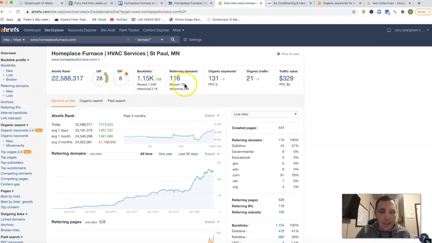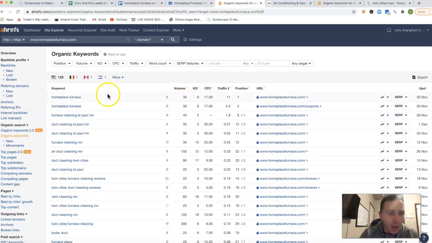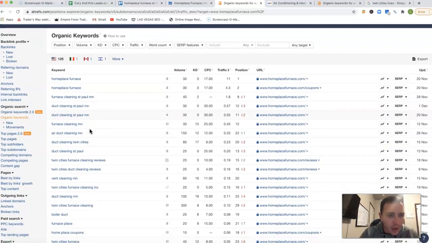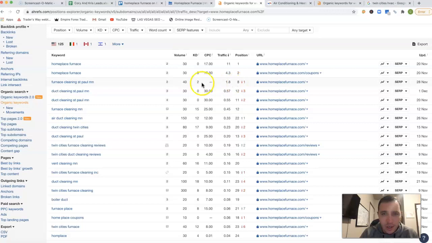And so currently right now you got 116 referring domains. You got just over 1,000 different backlinks from those domains. And you got 131 keywords that you're being ranked for, and in total you get about 21 pieces of traffic to your site. So if we go inside your keywords on what you're being ranked for, you got HomePlace furnace, your name there, furnace cleaning St. Paul, eighth position. There's 40 clicks every month for that one keyword. Duct cleaning St. Paul MN, another 30 clicks. You're 12th position, so you're missing all the traffic. Furnace cleaning MN, duct cleaning St. Paul MN, another 30 clicks. Air duct cleaning MN, another 150 clicks every single month.